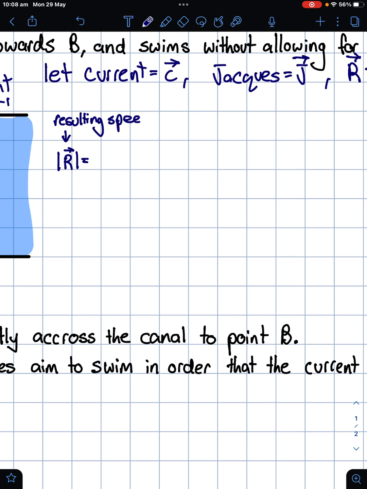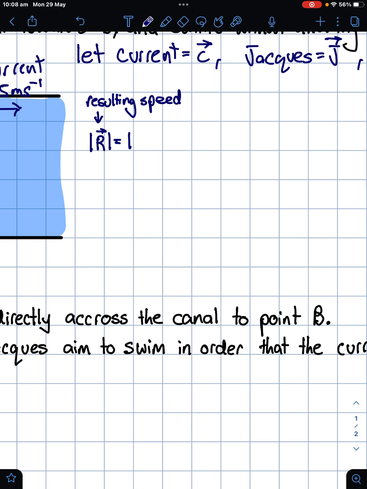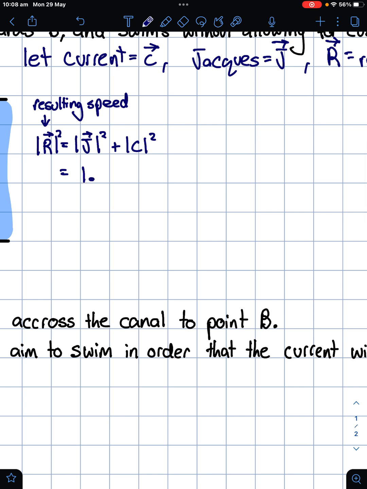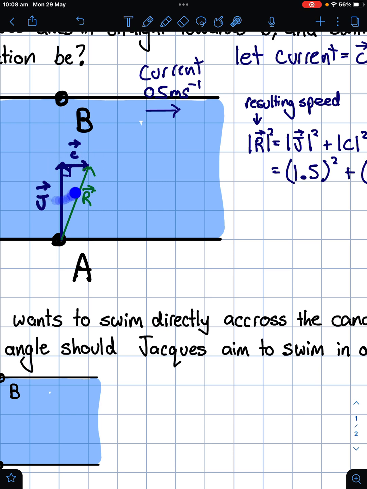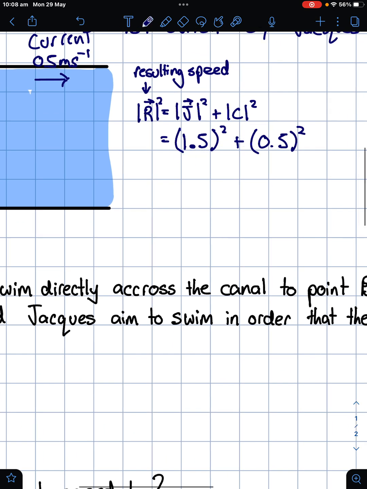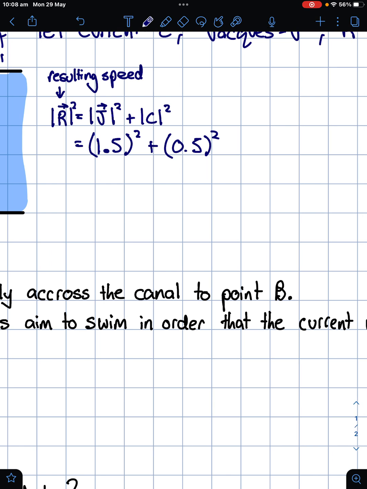Because this is the two vectors added together, it'll add his speed together, so R squared equals J squared plus the current squared. He can swim at 1.5 meters per second and the current is 0.5 meters per second. Now, these are vectors, but obviously we're just dealing with the lengths at the moment. We can actually divide these into individual components for some of the problems, but for the minute, let's just go with this. So R squared equals 1.5 squared plus 0.5 squared, which equals 2.5 when you put that in the calculator. Therefore, the square root of 2.5 is going to give us approximately 1.58.